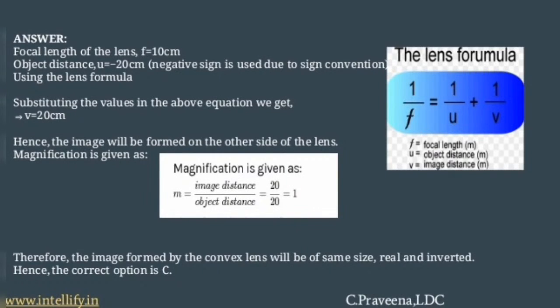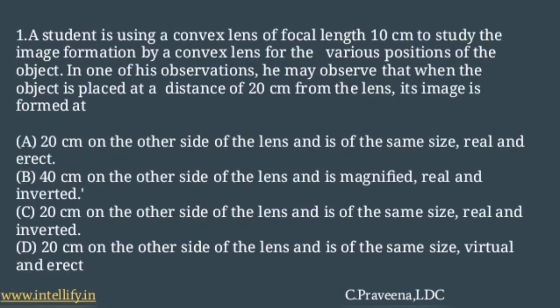By substituting in the lens formula, 1 by f is equal to 1 by v minus 1 by u, hence the obtained v value is 20 centimeter. Now we want to calculate the magnification. So m is equal to image distance by object distance. The image distance is 20, that is v, and the object distance is 20. Therefore, by calculating, the value of magnification is 1. Hence the answer is 20 centimeter on the other side of the lens, of the same size, real and inverted.